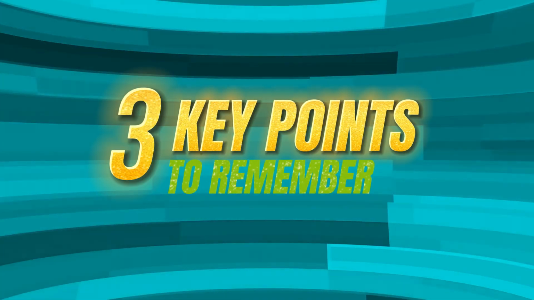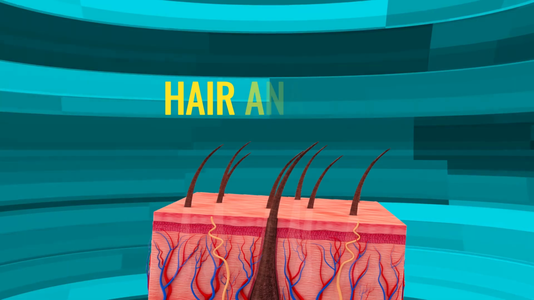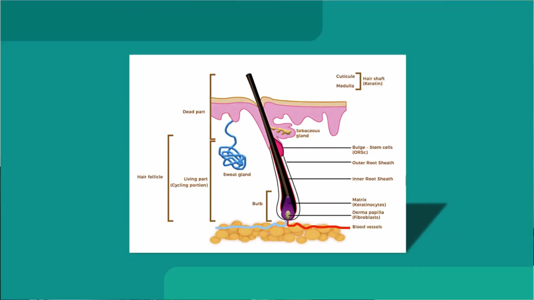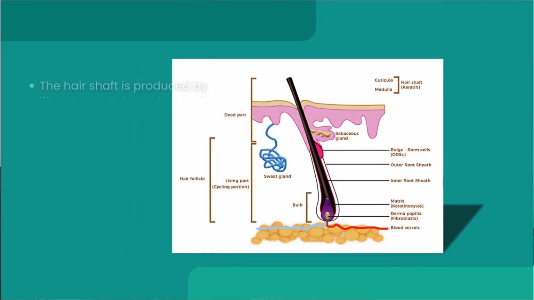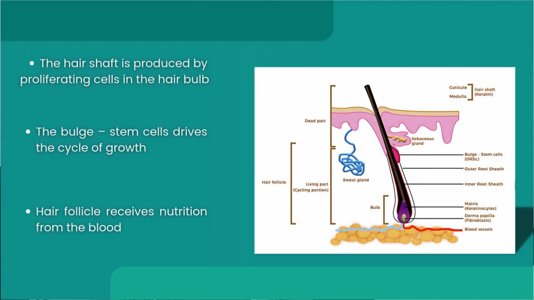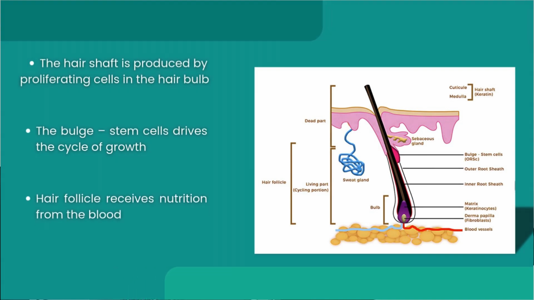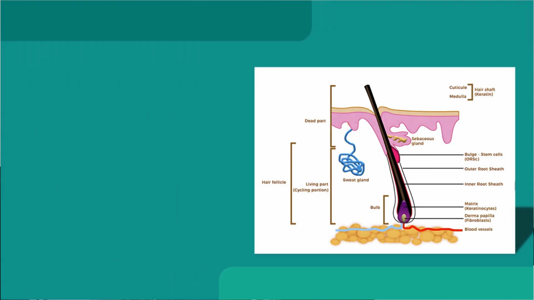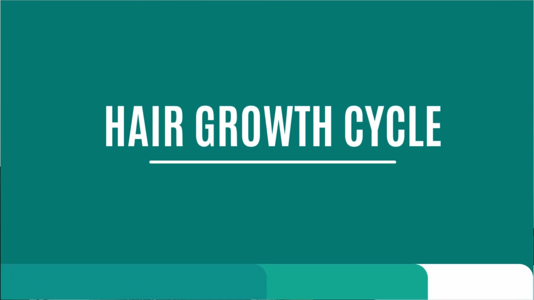There are three things that I want you to remember about hair anatomy. First, the hair shaft is produced by proliferating cells in the hair bulb. Second, the bulge stem cells drive the cycle of the growth. And third, the hair follicle receives nutrition from the blood. Now, let us look closely at the hair growth cycle.